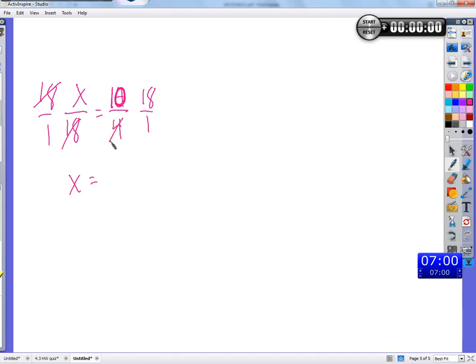Let's see. 4 and 18 share a factor of 2. This will be 9 and 2. 10 divided by 2 is 5. 9 times 5 is 45.